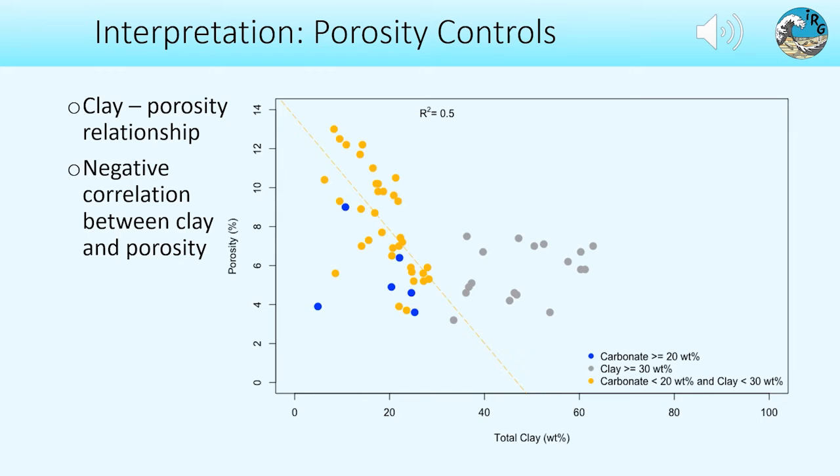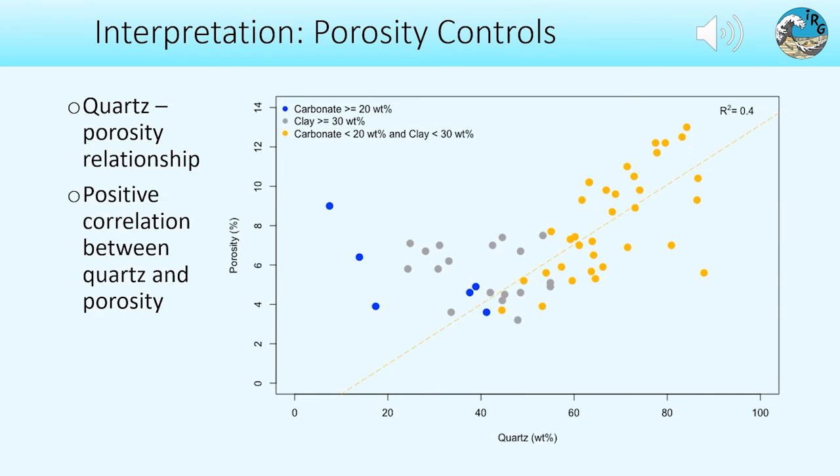This might be because diagenetic carbonate precipitation would have reduced porosity, whereas partial dissolution of carbonates during thermal maturation of organic matter would have enhanced it. This is a plot of quartz content and porosity for samples with relatively low clay and carbonate abundance. You can see that there's a clear positive relationship between quartz and porosity, as shown in yellow.